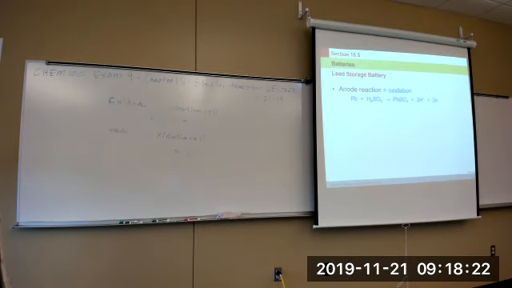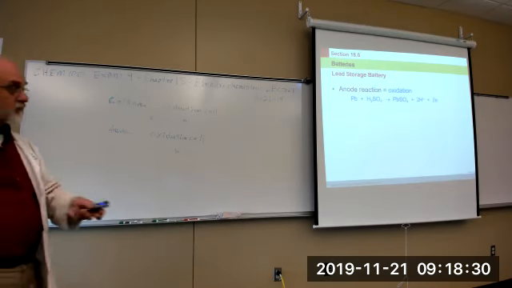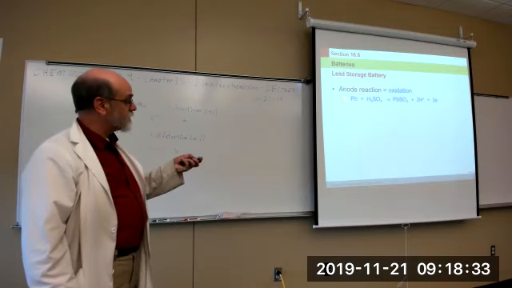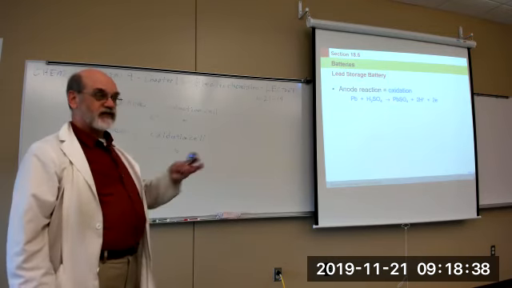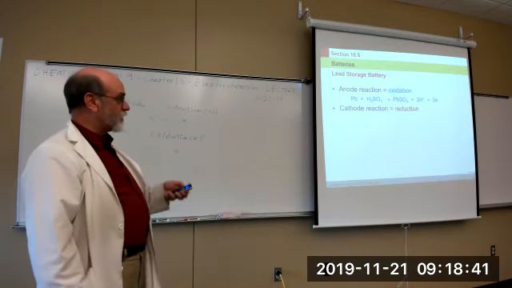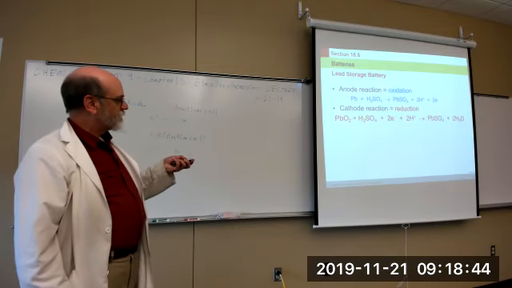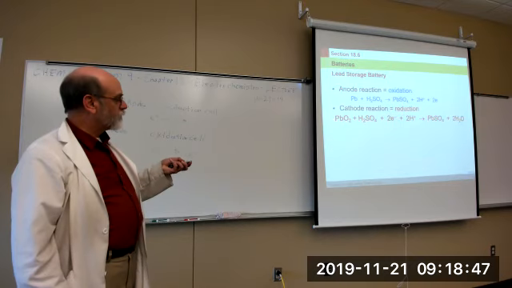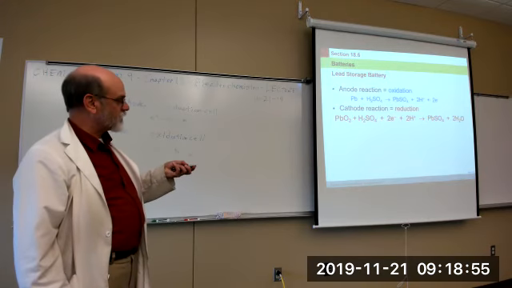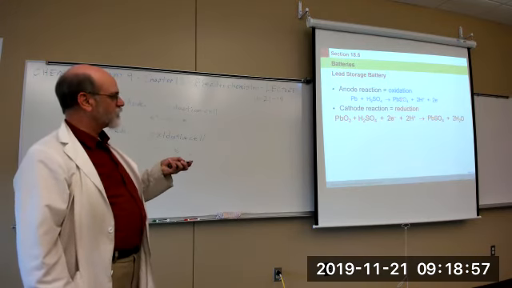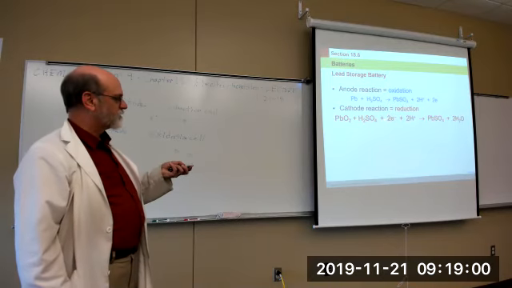Okay, this is the reaction for a lead storage battery, the anode reaction. So anode means oxidation, right? So this lead is oxidized from 0 oxidation state to 2+ oxidation state. That's one side of the battery. The other side, the cathode, is one in which lead 4+ becomes lead 2+, and it is being reduced in the process. So we're transferring electrons from this side to that side.